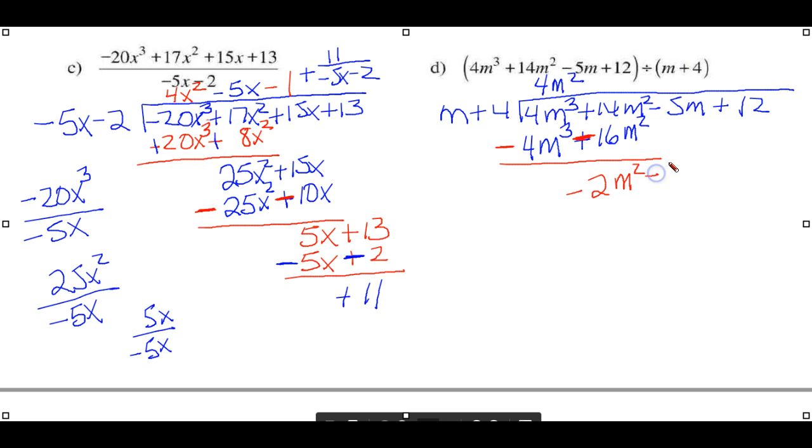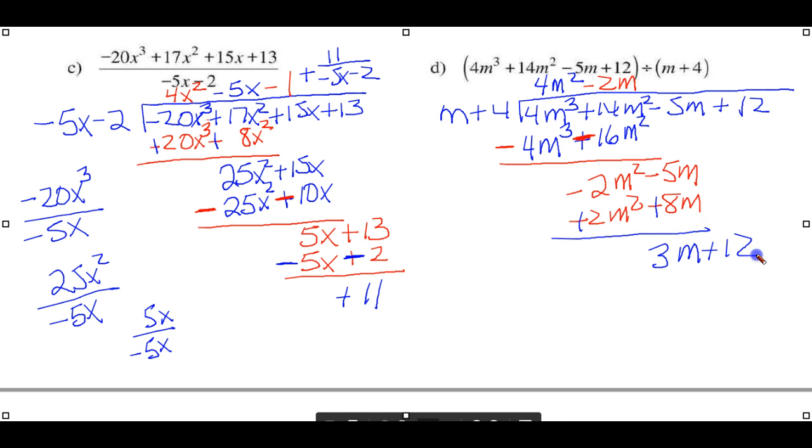I bring down my negative 5m. Now m is going to go into there, negative 2m times. M times this gives me that. 4 times this gives me a negative 8m. I make a line and change my signs. So this cancels out, and I end up with a 3m here, and I bring down my plus 12. Now m goes into there, 3m, 3 times.